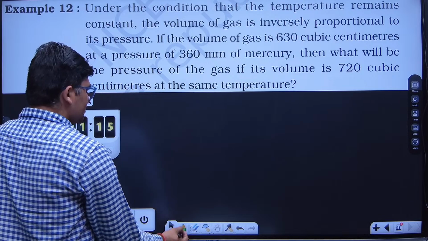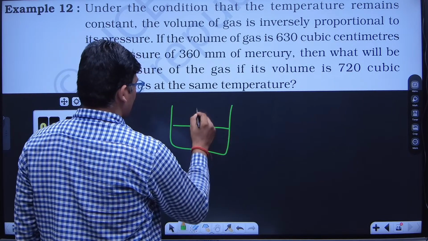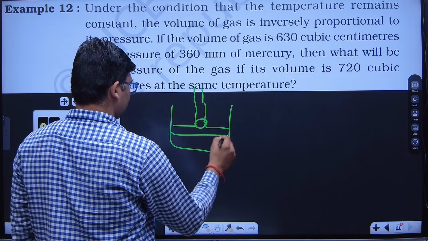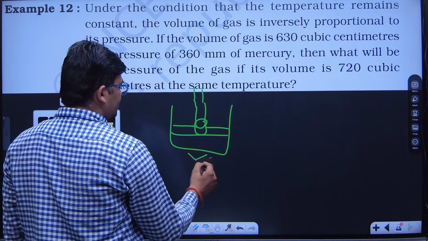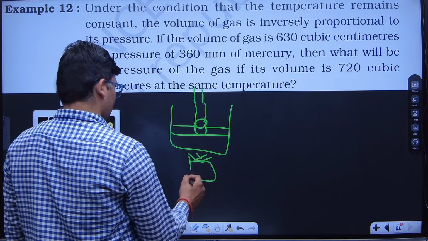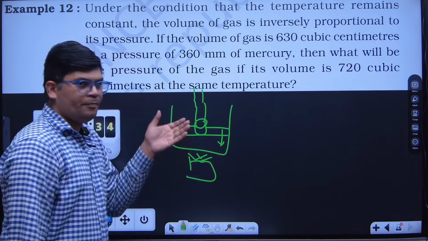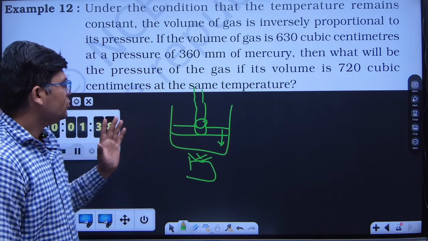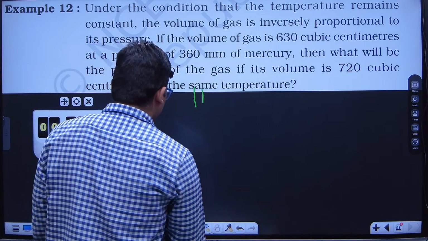So suppose this is a piston. If the temperature remains the same, and if I increase the pressure, so pressure is increased, so volume is decreased. So this is a case of inverse proportion.